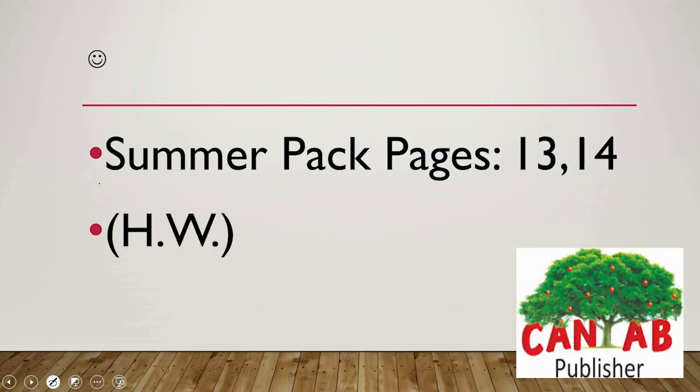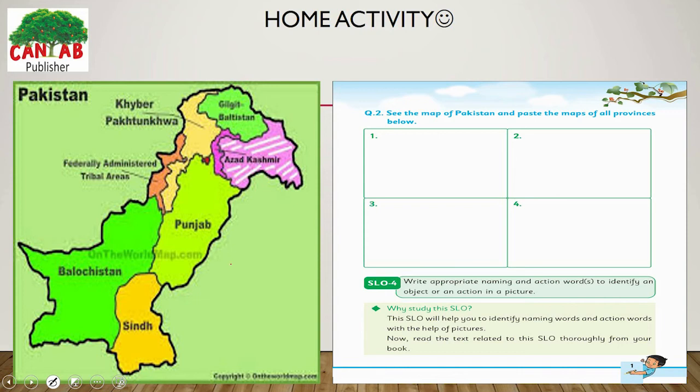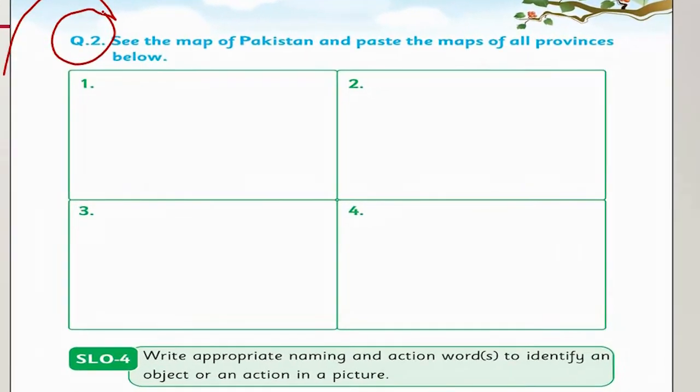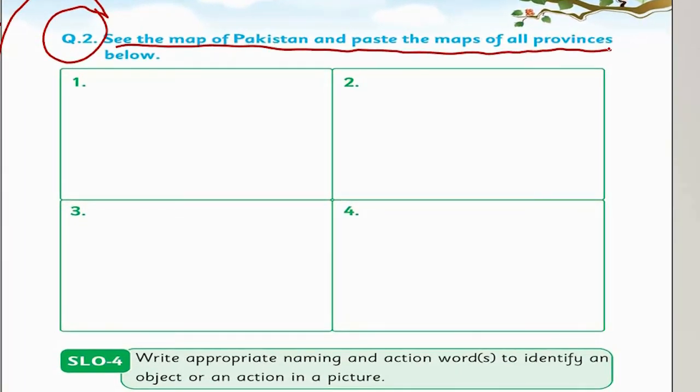Now, as a homework, you have to open summer pack, page number 13 and 14. And there is a home activity. It says, see the map of Pakistan and paste the maps of all provinces below. So you can look for a map of Pakistan in any newspaper or magazine. Make the cutouts with a scissor. Make sure that you take help or guidance from an adult. And then you have to cut each part very carefully. And then you have to paste them here.